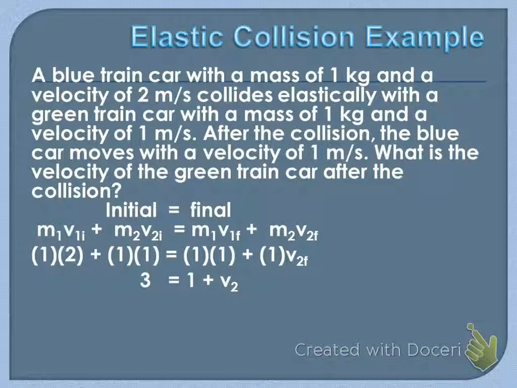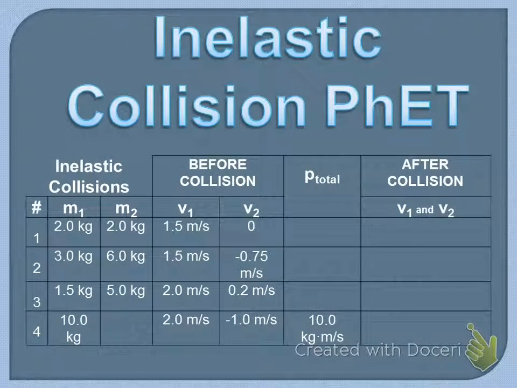So then when we further simplify, we need to subtract 1 from both sides. And so when we do that, we get 2 meters per second for the final velocity of the green train car, or the second object.